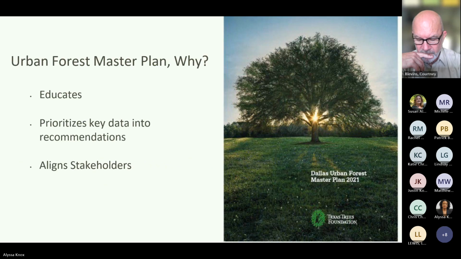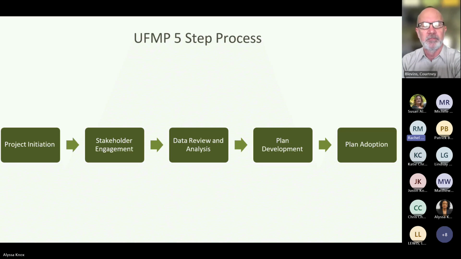Why would you need a UFMP? Well, as we previously discussed, it educates everyone on what is important. What is an urban forest? Why does the urban forest matter? What are the challenges those urban forests are facing? That's why we set this presentation up that way. It was just to show you all the things that you have to come in with in the beginning of a plan to get everybody on the same page for the future of the plan. A UFMP helps to prioritize recommendations and align all the stakeholders within the city or community. Next slide. There are 5 steps in the UFMP process, and we will start with project initiation.